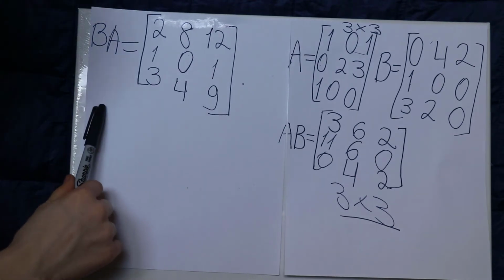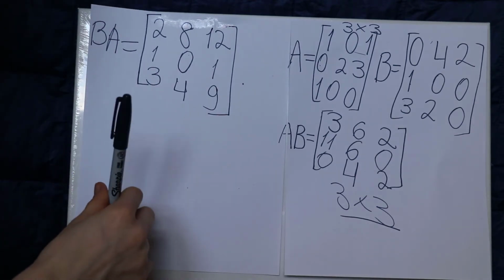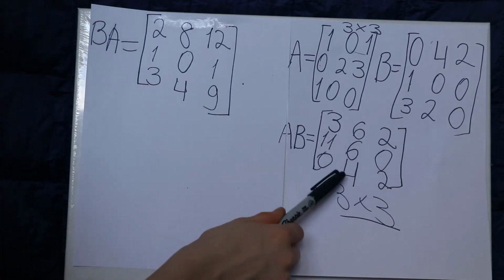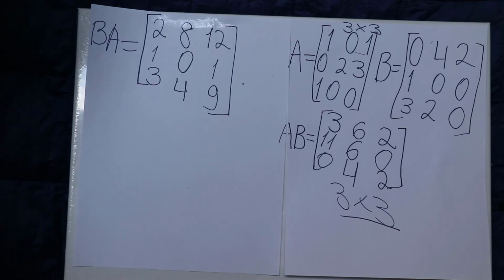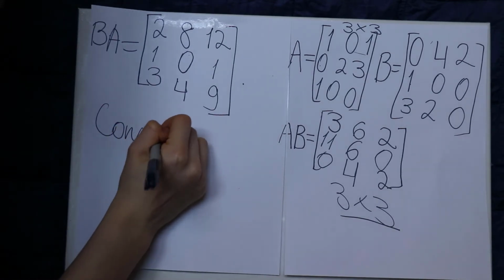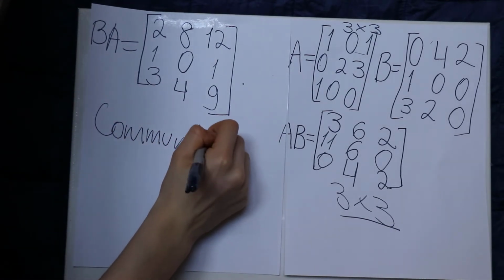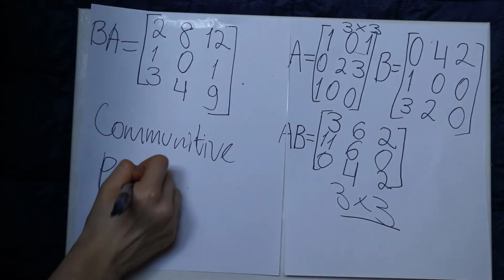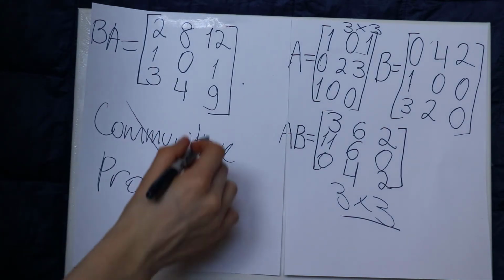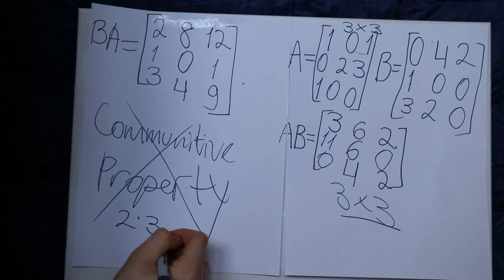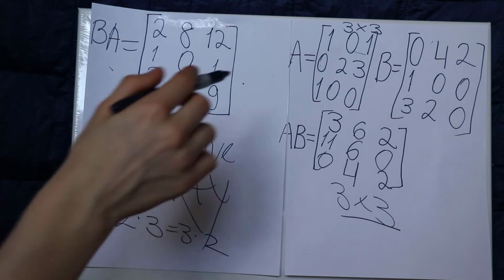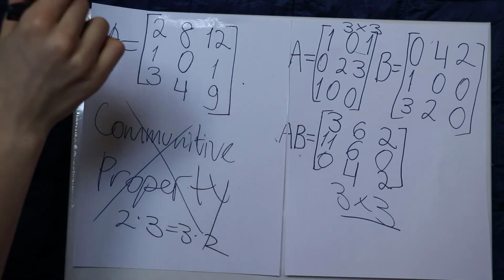Okay, if I did the math correctly, this is what we got for our resulting matrix for B times A. It's not the same as the A times B matrix. So that means, we can conclude from that, that matrices do not follow the commutative property. So 2 times 3 equals 3 times 2, but you can't do that with matrices. AB did not equal BA.